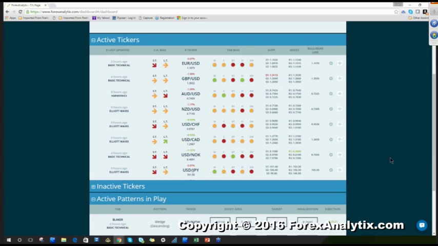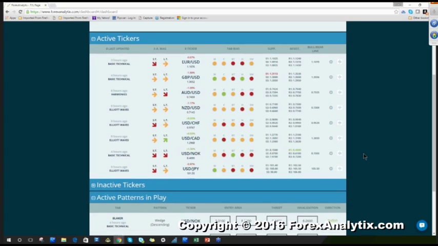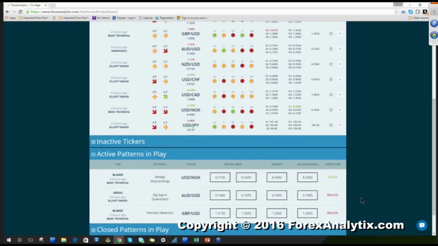That's the importance of ForexAnalytix, is being able to put all that analysis together. Now, one other thing that I wanted to mention, Steve, is what you see down here is called a pattern in play. You'll notice that Grega put one on the Aussie dollar, and I put one on the U.S. dollar Norwegian krona, and you can see that they're bullish or bearish. Entry areas, targets, and validation. This is basic technical analysis.